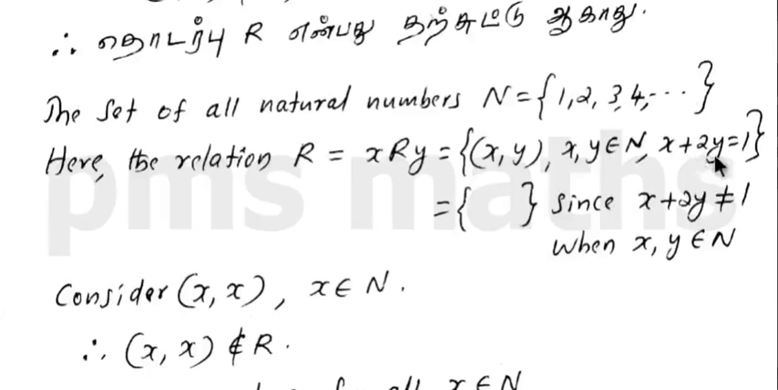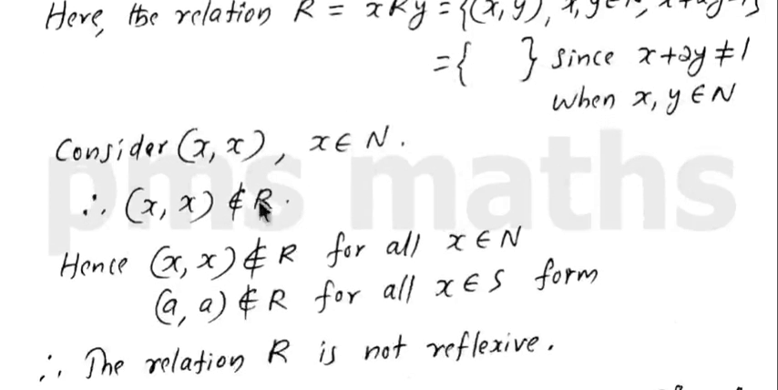An equation is given: x plus 2y is equal to 1. From this condition, we can write the set R. The relation set can be written as the null set, since x plus 2y is not equal to 1 when (x, y) belongs to N. This equation is not satisfied when x and y are natural numbers. Therefore, we cannot write the elements in this set. That means null set.